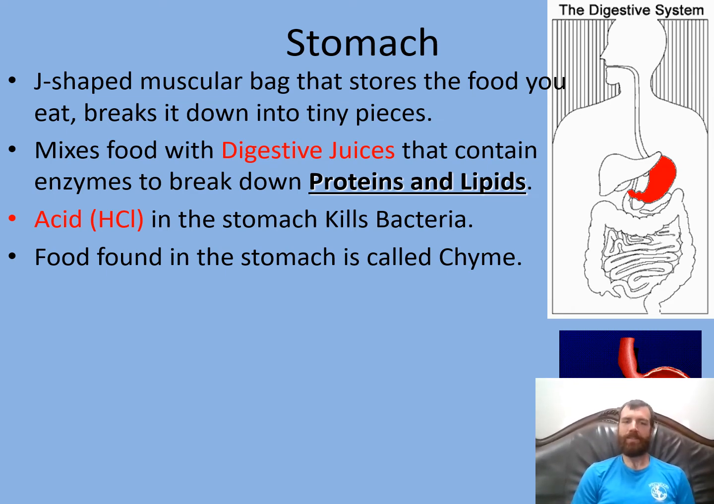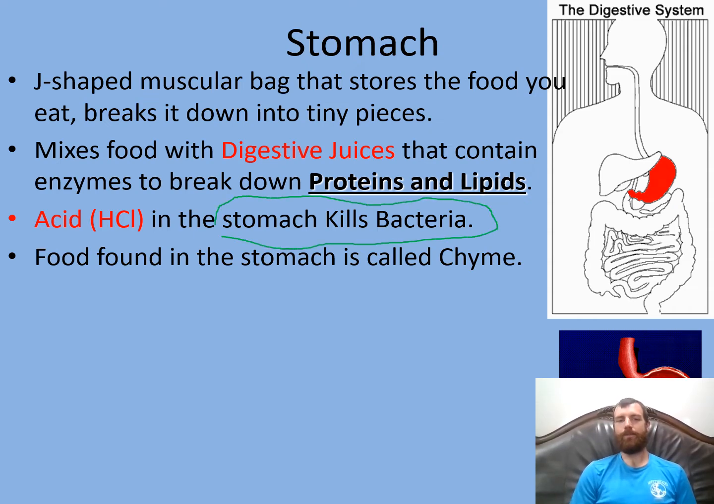The acid also has the secondary benefit of killing bacteria and viruses, which is a pretty sweet combo. It helps us from eating bad meat, things like that. So food found in the stomach at the end is called chyme. If you've thrown up, you get this kind of horrible acidic, burny thing. That's halfway between the food you chewed up and chyme. If you still see food when you throw up, that just means the stomach wasn't quite done churning and turning it into this chyme.